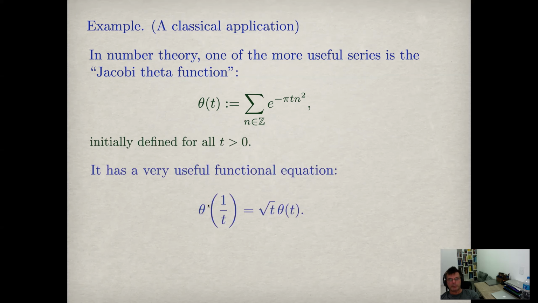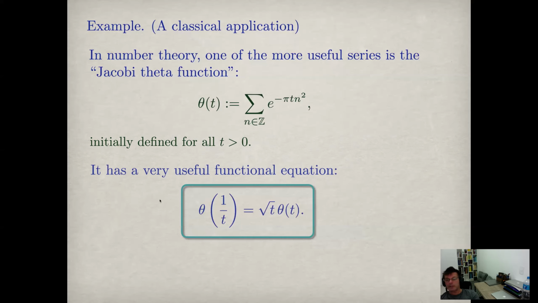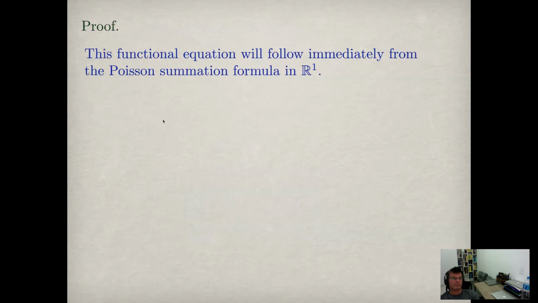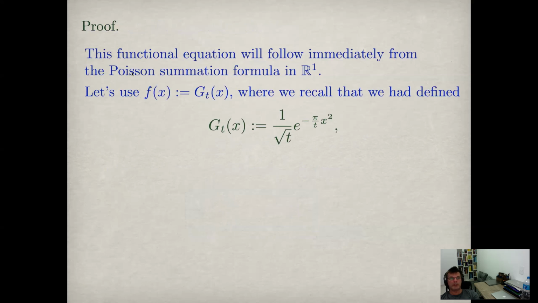It has a very beautiful functional equation. Theta of 1 over t is square root of t theta of t. And this is the basis of a tremendous amount of number theory. In particular, for example, Riemann used this to prove the functional equation of the Riemann zeta function by taking the Mellin transform of this particular functional equation. So let's prove it. The proof is basically a one-liner, following the Poisson summation formula.